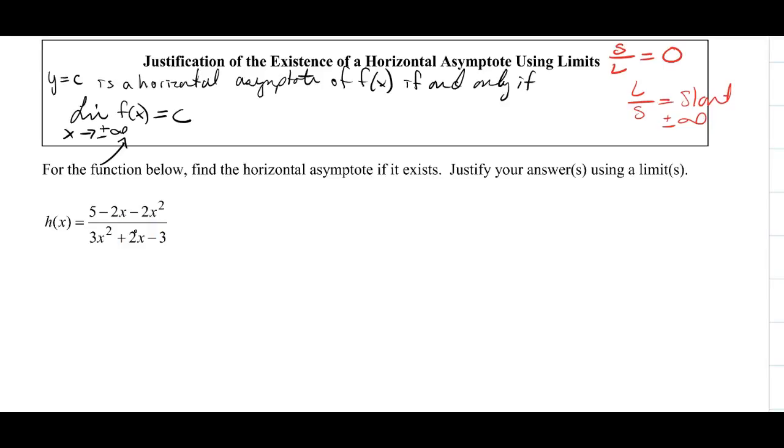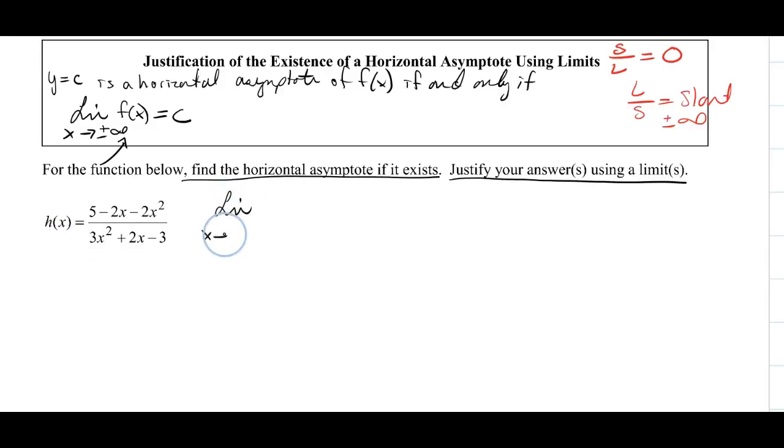What we can do is go ahead and reduce automatically at this point, so we can save ourselves one step. We'll do that here. Find the horizontal asymptote if it exists, and justify your answer using limits. In other words, do that by setting up the limit and take the limit. It's not enough to just start dividing here. I need to write this as a limit. So I'm going to rewrite this.